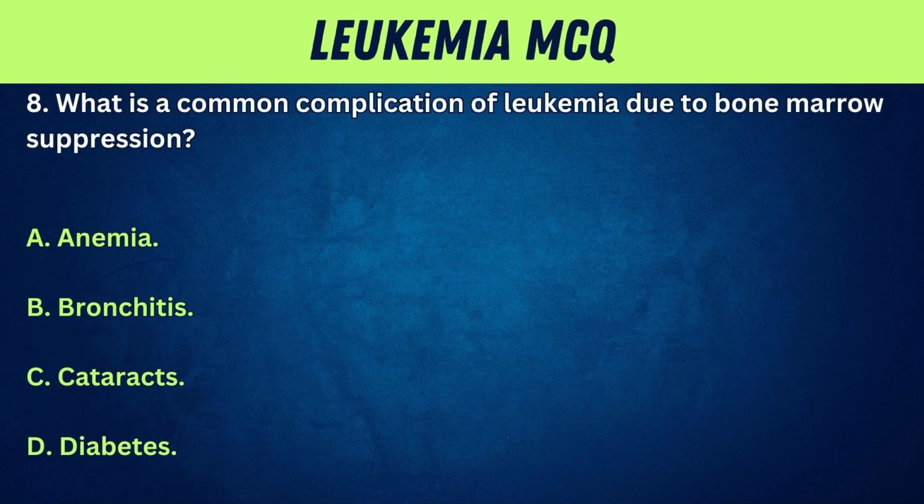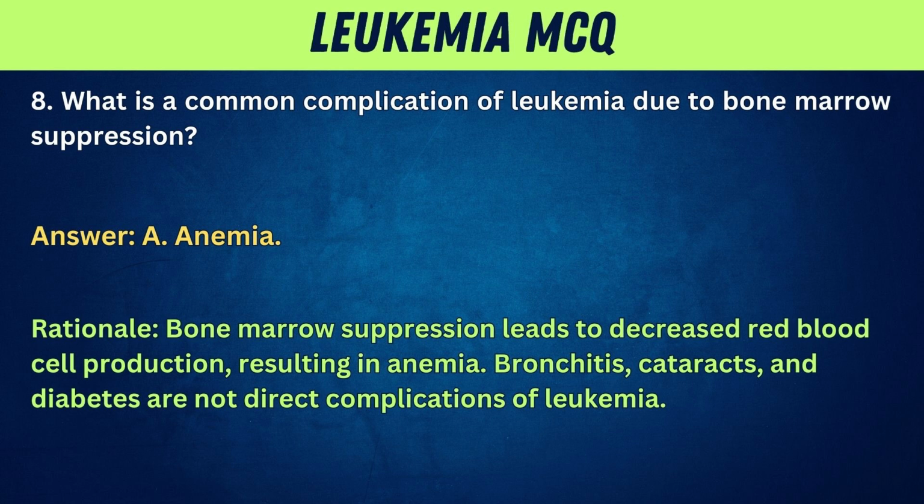8. What is a common complication of leukemia due to bone marrow suppression? A. Anemia. B. Bronchitis. C. Cataracts. D. Diabetes. Answer: A. Anemia. Rationale: Bone marrow suppression leads to decreased red blood cell production, resulting in anemia. Bronchitis, cataracts, and diabetes are not direct complications of leukemia.